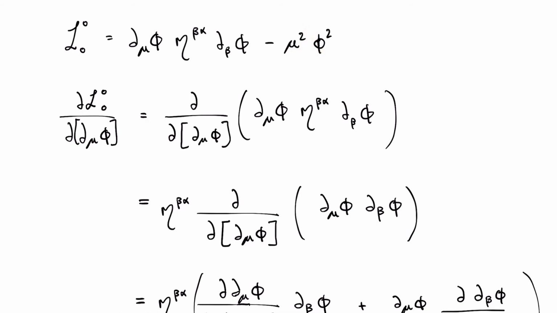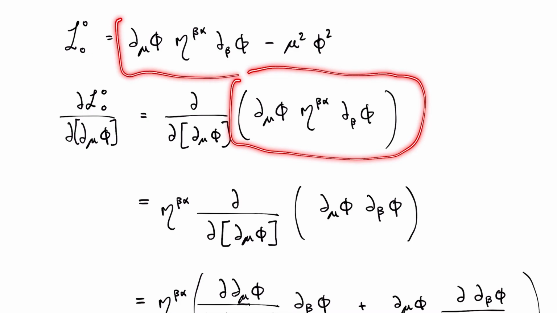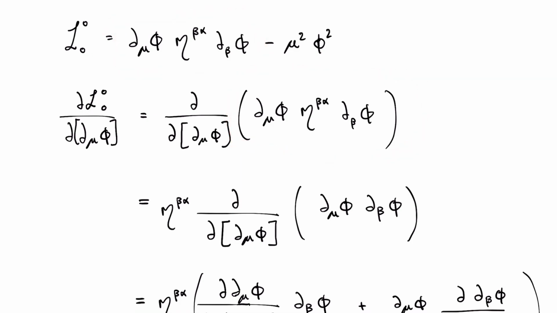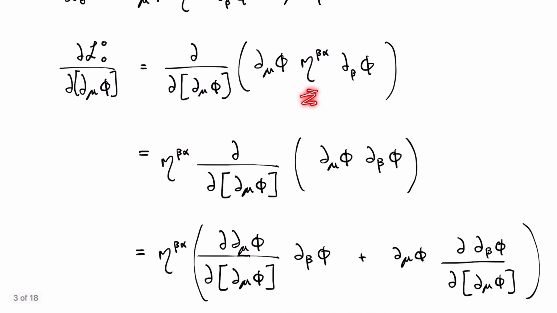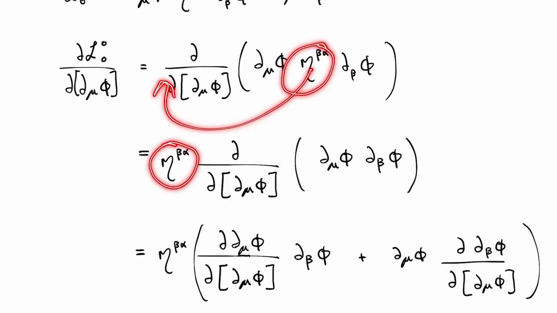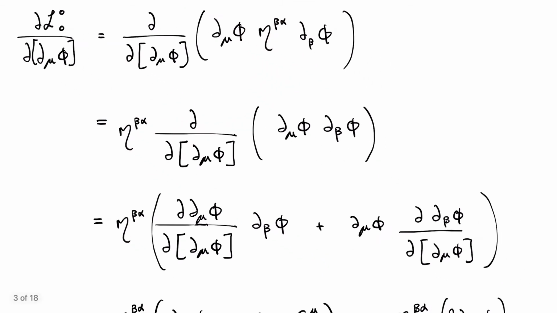So that's this part right here. This part right here is this part right here. Okay. This is a Minkowski metric. This can just raise and lower indices. This can be brought out here, so I'm doing that right here. Okay. Now we have the derivative of this.